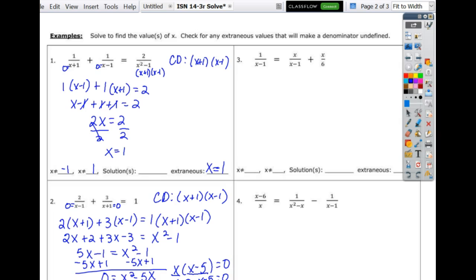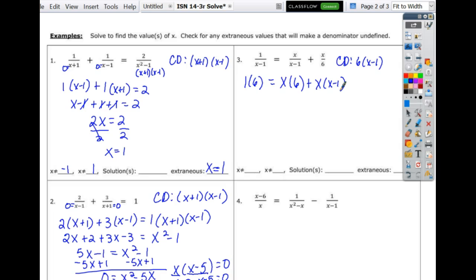So what's the common denominator on the next one? And 6. So I'm going to write the 1 down. The x minus 1 cancels, so I get 6. I'm going to write the x down. The x minus 1 cancels, it leaves me with 6. I'm going to write the x down. The 6 cancels, so you get x minus 1.